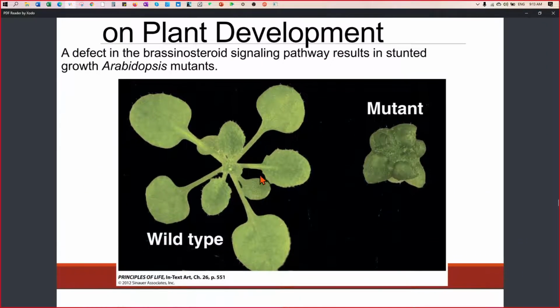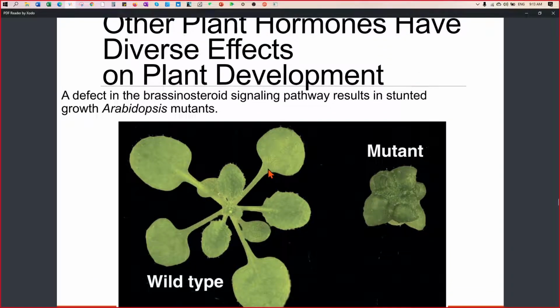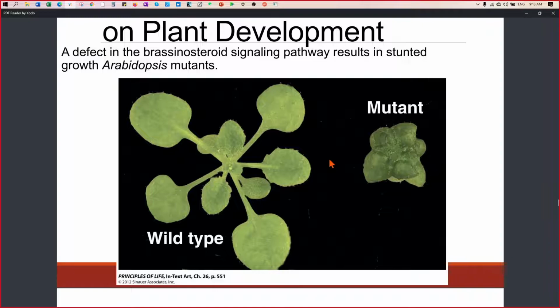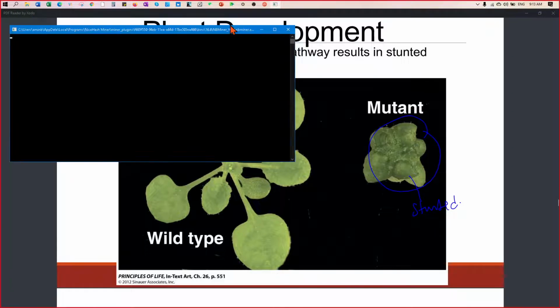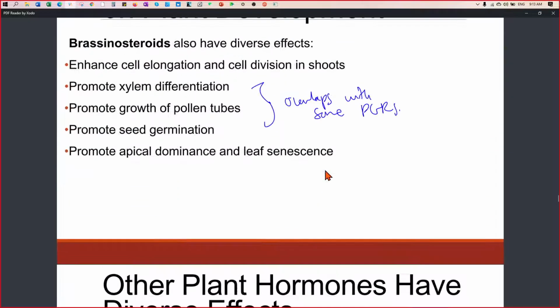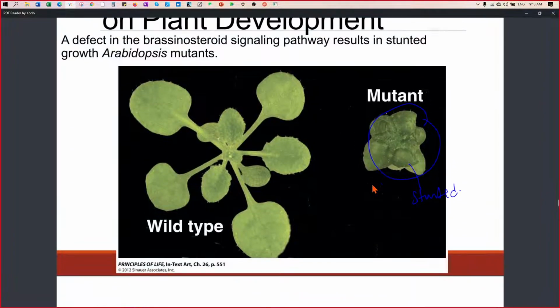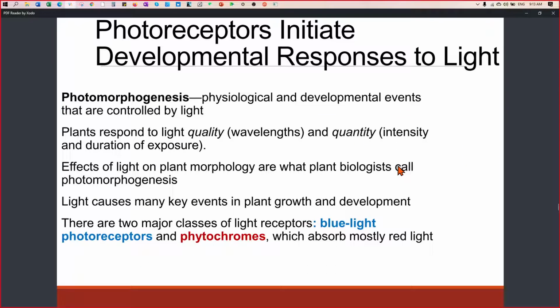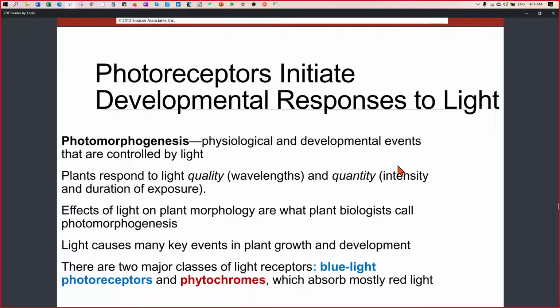Let's see what happens when you have a defect in brassinosteroid. When brassinosteroids are not properly expressed, meaning that there is nothing like this happening, you are going to have your plants stunted. The plants can have other hormones present, but if one hormone is taken out of the equation, like in this case the brassinosteroids, it is still going to look very weird and ugly like this. So they have to work together. No one thing can be more important than everything. Everything works in concert.